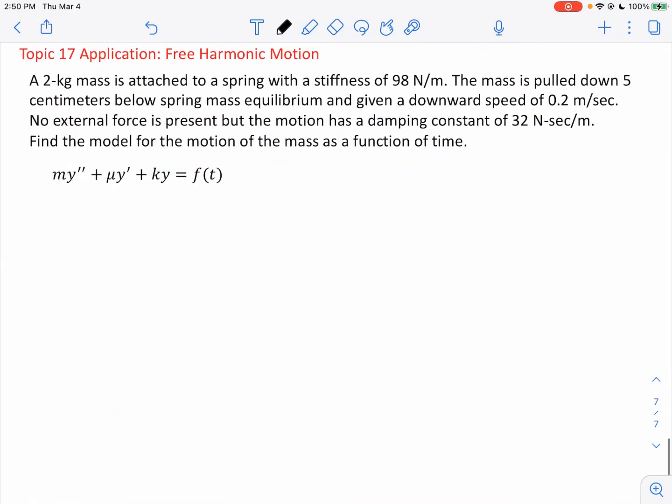And the next one is, we go a little bit higher with the damping constant. Everything else is the same. So we have 2y double prime. This time mu has been increased to 32, so 32y prime. And the k is 98 times y equals 0. Divide everything by 2 to begin. Let's make things a little bit easier.